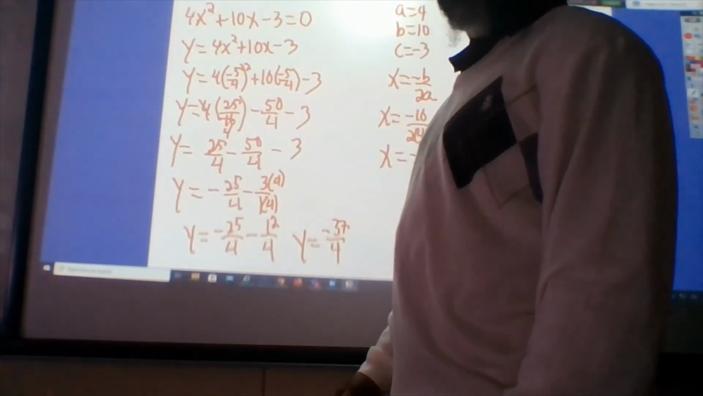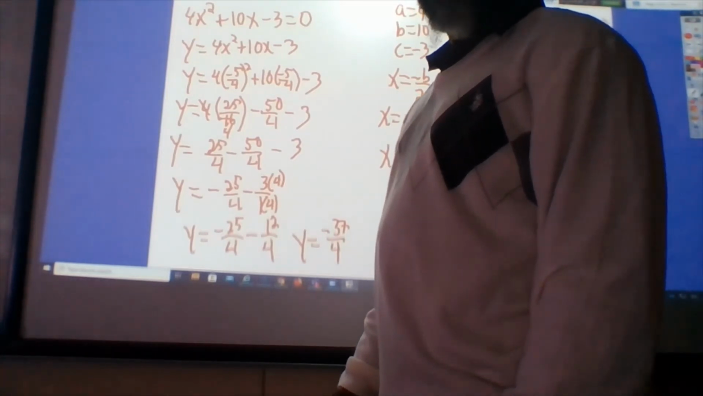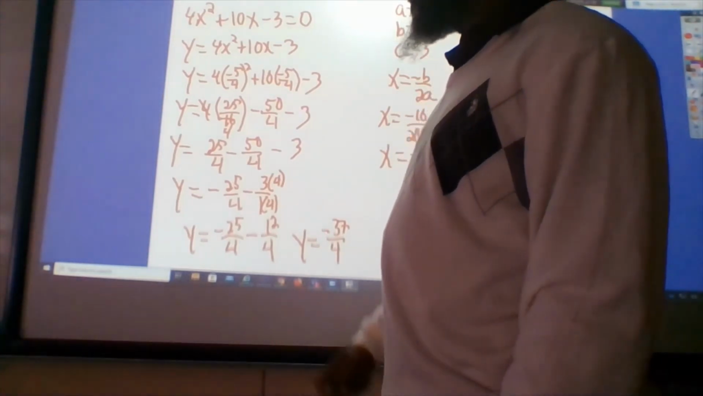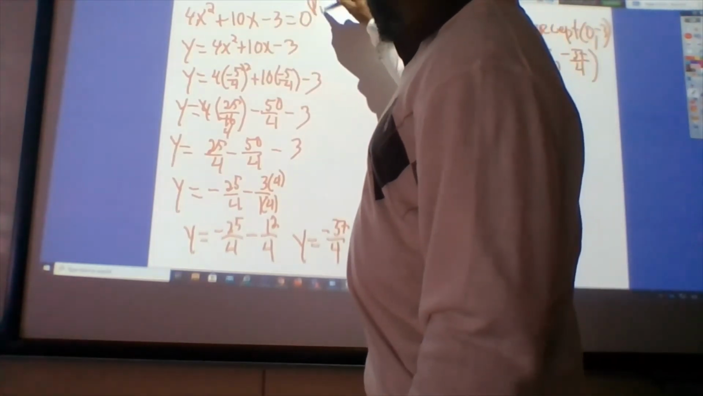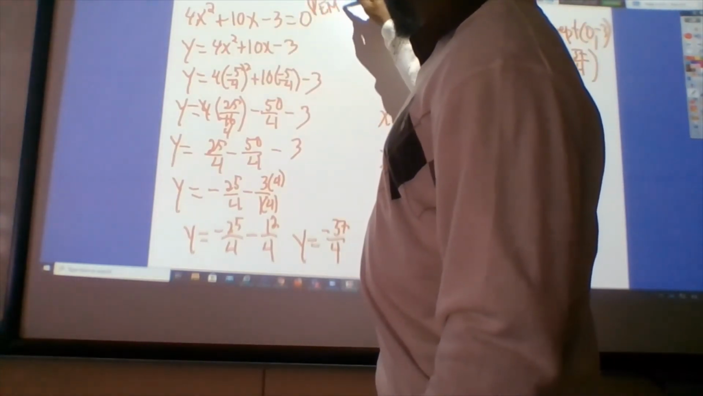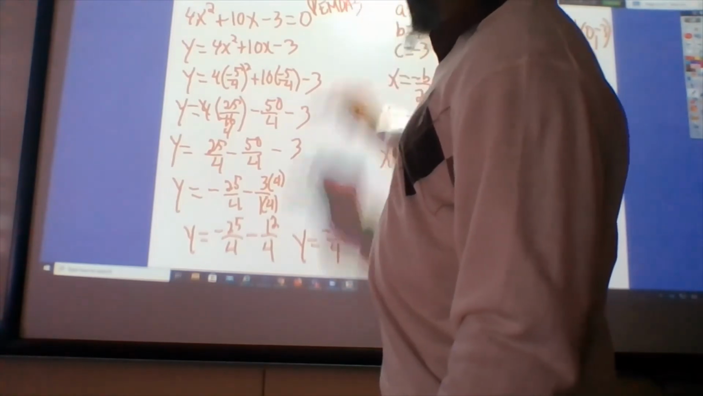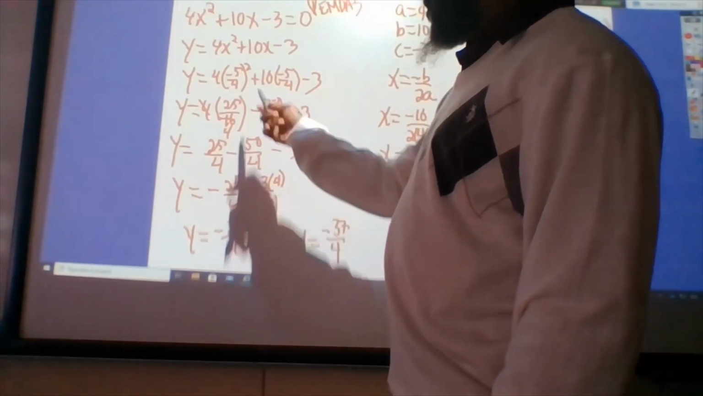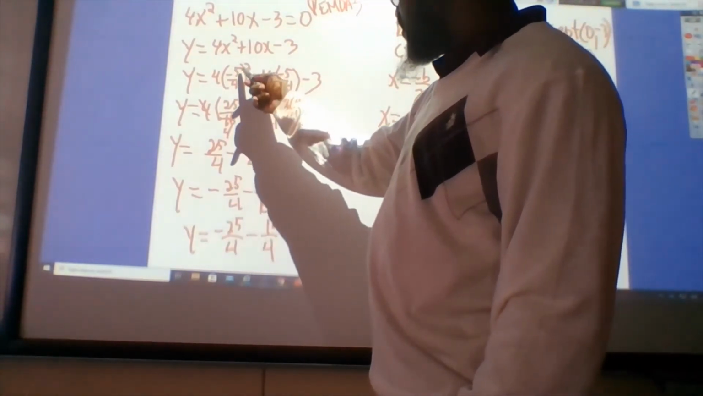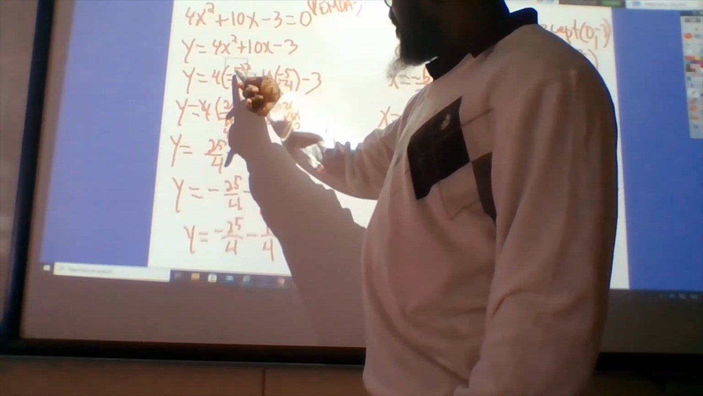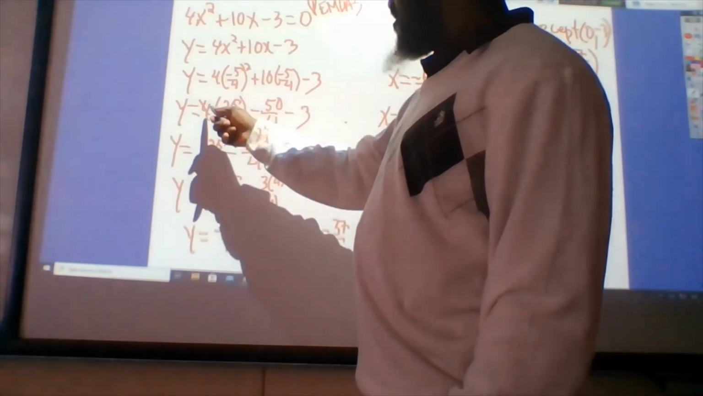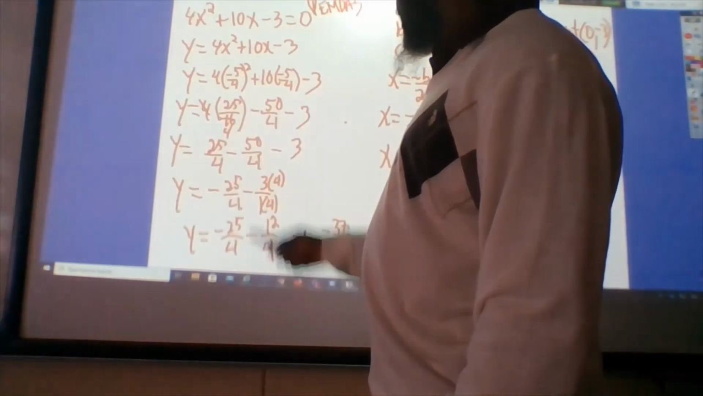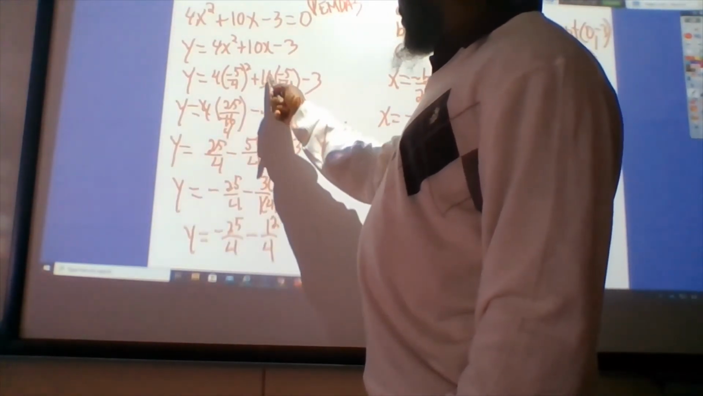Okay. So you have to square this first. This, you raise it to the second power, that will give you 25. This, you raise it to the second power, that will give you 16. So you have 4 times 25 over 16. This, you put over 1, you multiply this way. Numerator 10 times negative 5 is negative 50 over 4 minus 3. Now you can see that 4 goes into 16 four times, then this will give you 25 over 4. This gives you 50 over 4 minus 3.